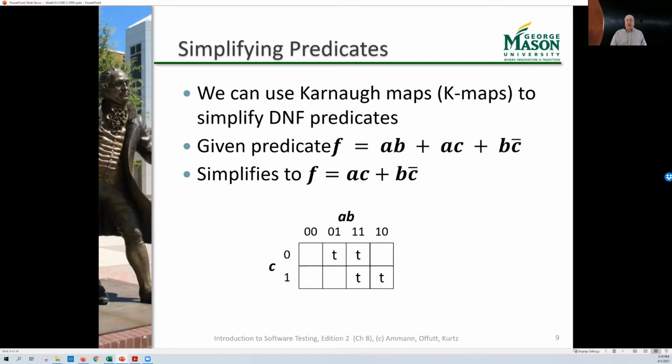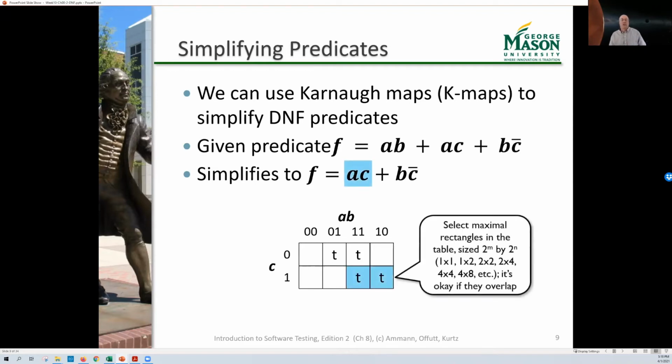And now we can use that Carnot map to simplify our predicate. And the way we're going to simplify our predicate is we're going to search in the Carnot map for rectangles, rectangles that are 2 to the m by 2 to the n, right? Powers of 2 in size. So 1 by 1, 1 by 2, 2 by 2, 2 by 4, 4 by 4. We're going to be looking for powers of 2 rectangles that are sized as big as we can make them, right? The largest possible rectangle we can make that contains true values. So for example, I will select from the Carnot map these two here that are in blue. And that's as big a rectangle as I can make. I can't expand that in any other direction while keeping it containing only true values.